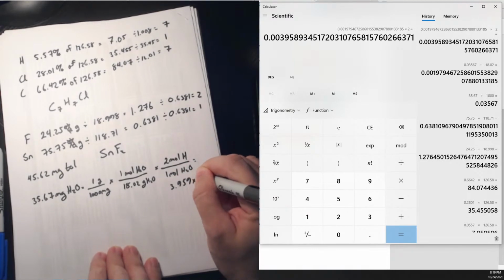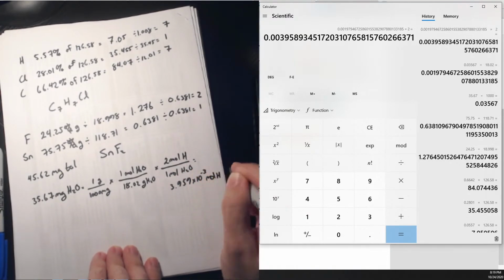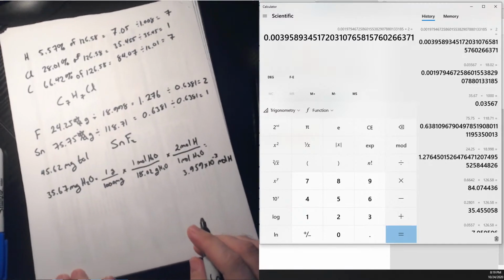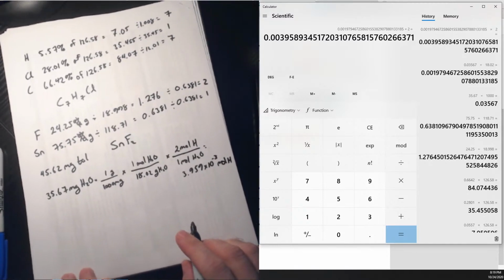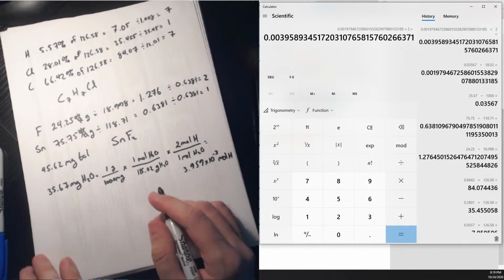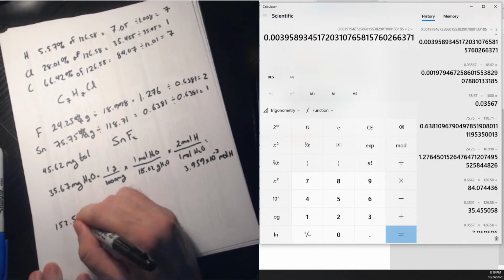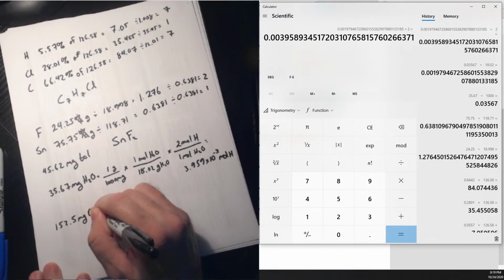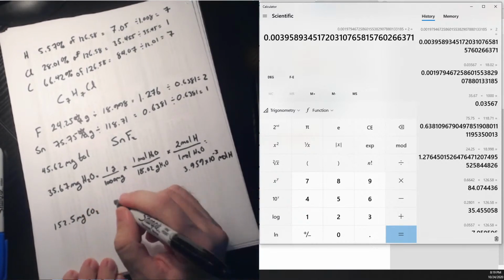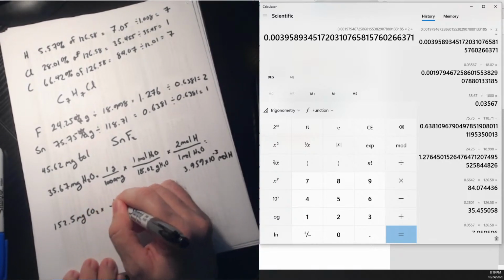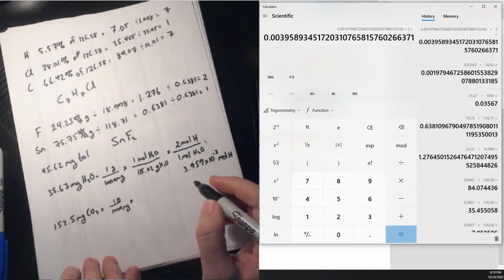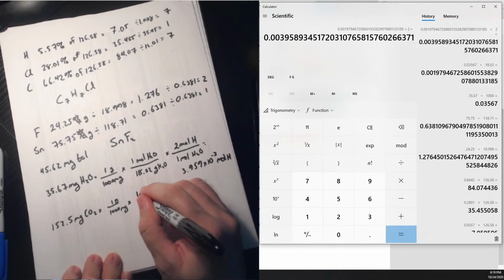3.959 times 10 to the negative third moles of hydrogen. And then the carbon dioxide was 152.5 milligrams of CO2. Divide by 1,000 to convert to grams. Then we convert to moles of CO2.